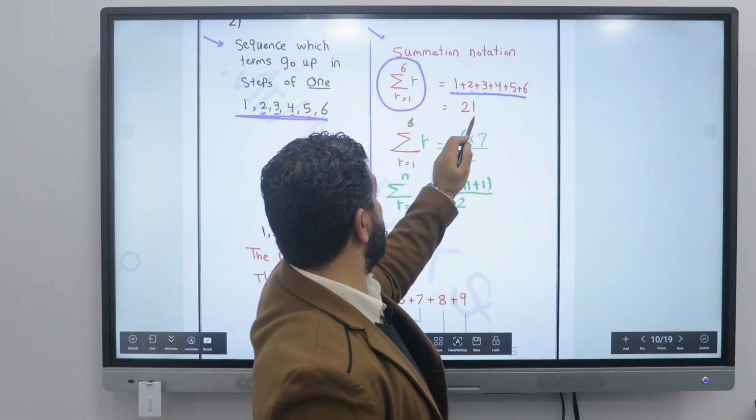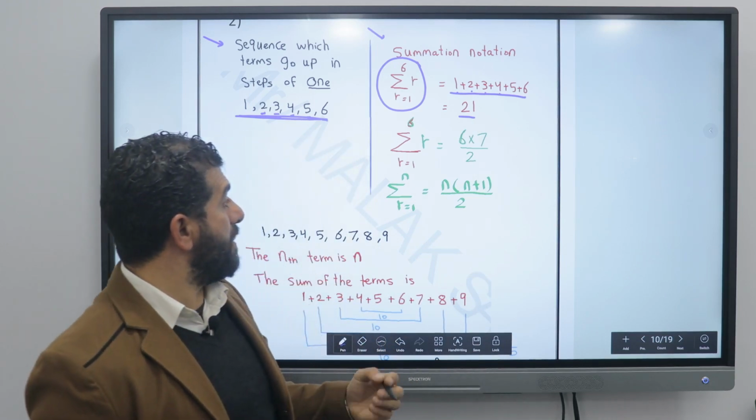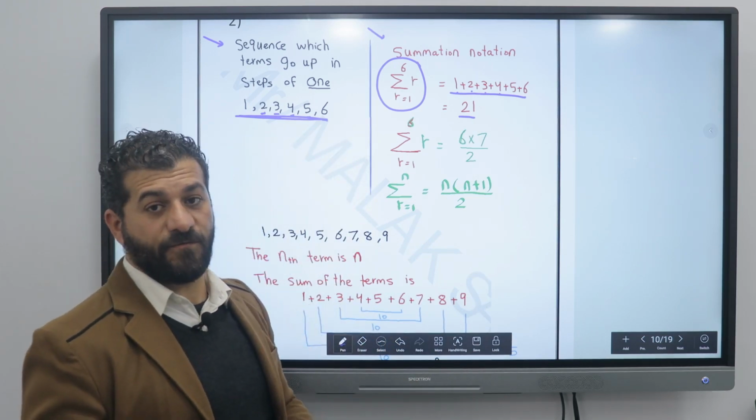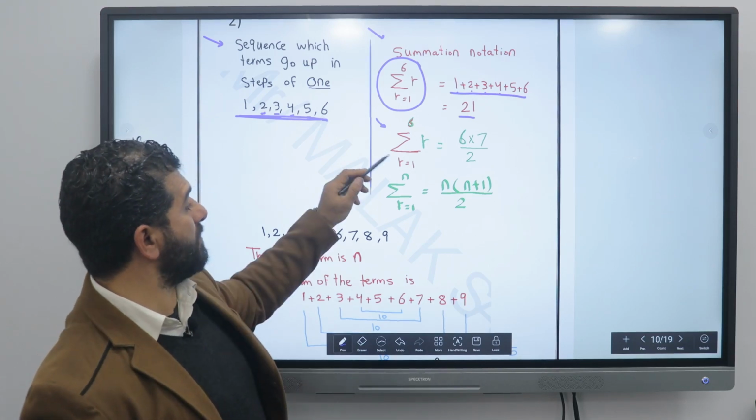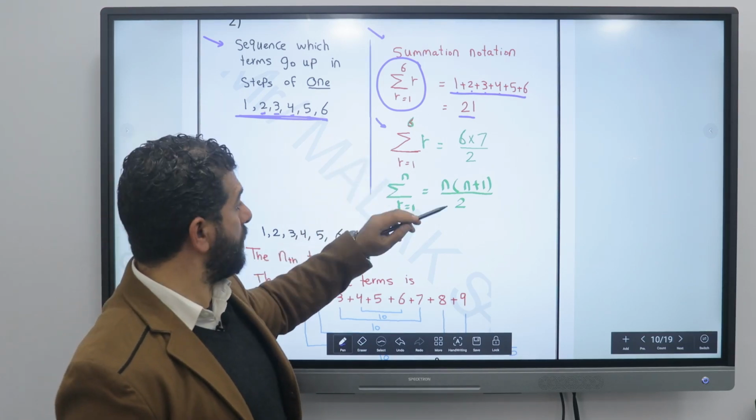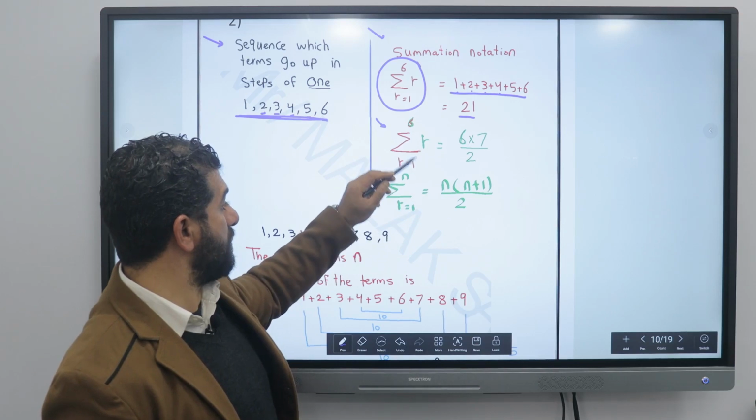It will be 21. And there is a rule we can follow to find the sum of this sequence. We write it as the sum of r. What is r?